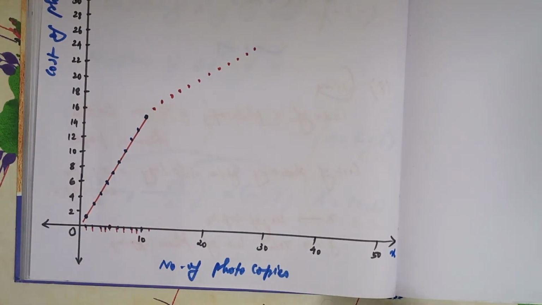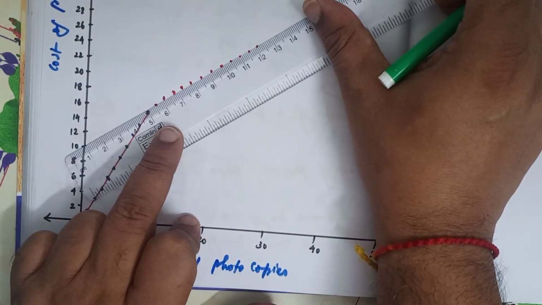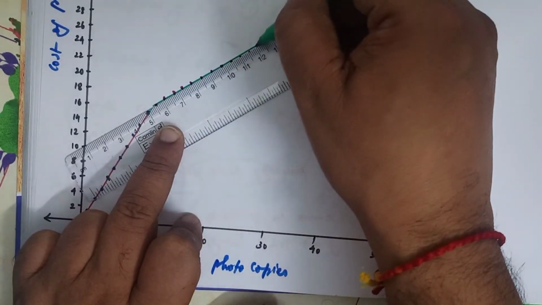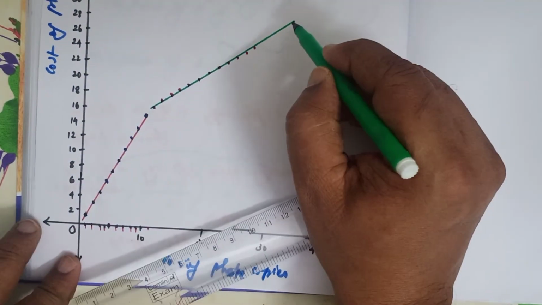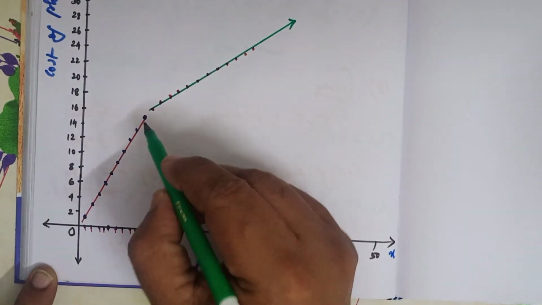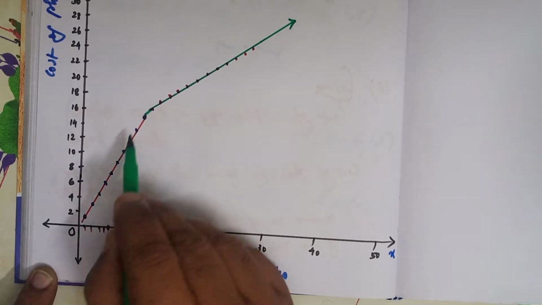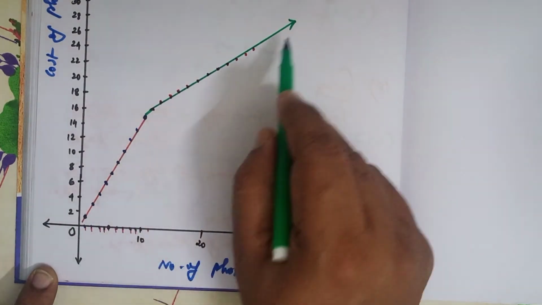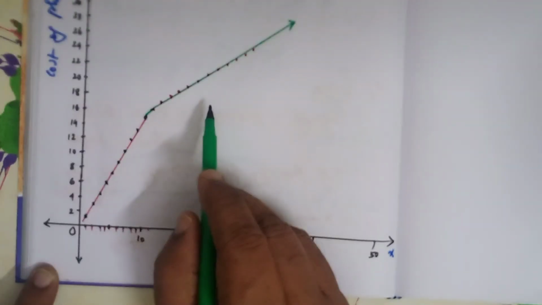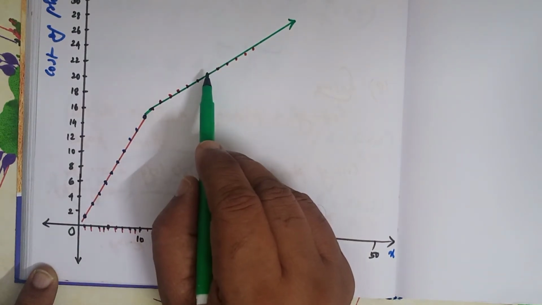Okay, now we can join that. It goes in this direction. Now look at the difference between these two lines, because from first copy to 10 copies they charge 1 rupee 50 paise. From 11th copy onwards they charge only 1 rupee. So particularly for this line, slope is slightly higher than the slope of this line.